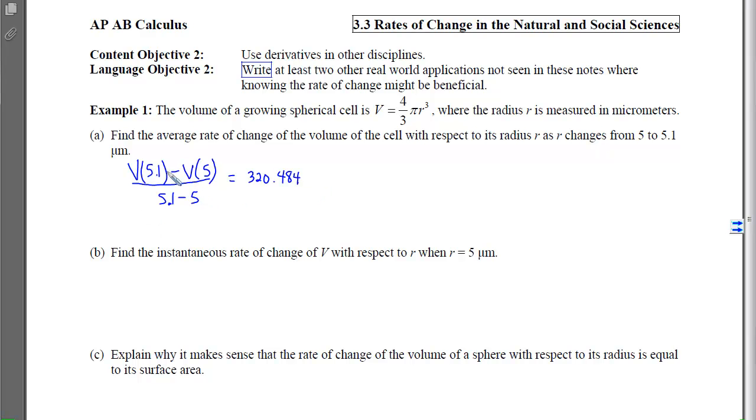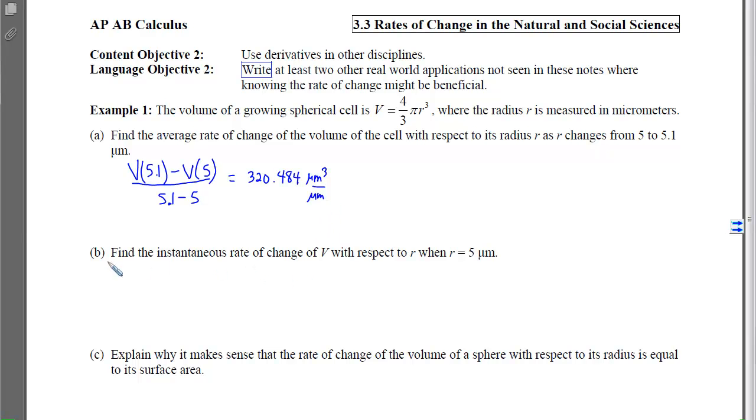And let's think about what that is unit-wise. It's a rate of change. Volume was measured in micrometers cubed, and then the radius was measured in micrometers. So how would we interpret this? We would say when the radius was already 5, we are approximately increasing the volume of our cell at 320.484 micrometers cubed per every micrometer of growth in the radius.